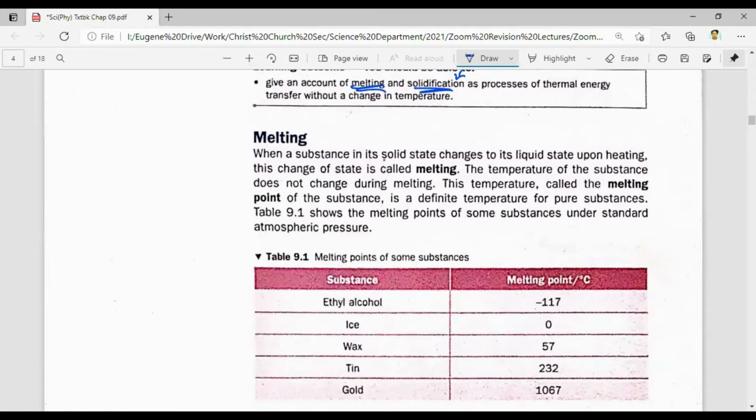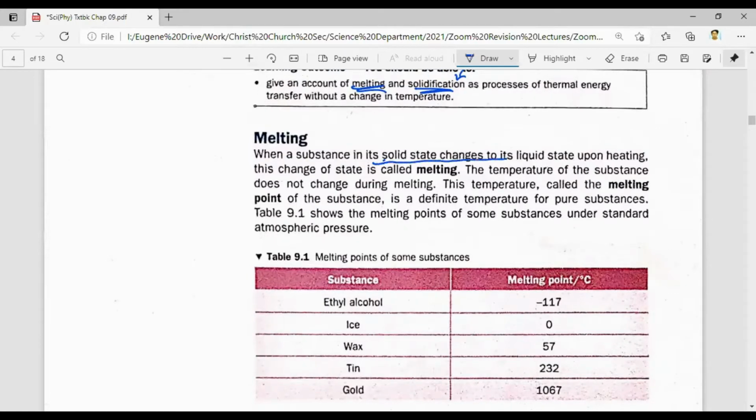Many of us know that a change from the solid state to the liquid state is called melting. But I want you to take note of this. During melting, the temperature of the substance actually does not change. I want you to put a star over here. Do take note, during melting, the temperature of the substance does not change. This is a very important concept.